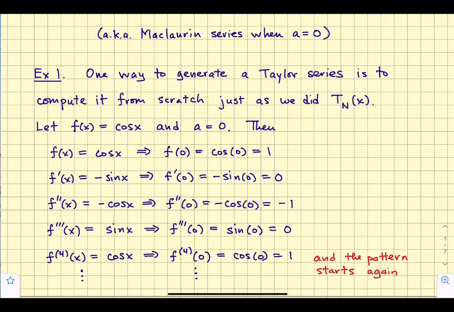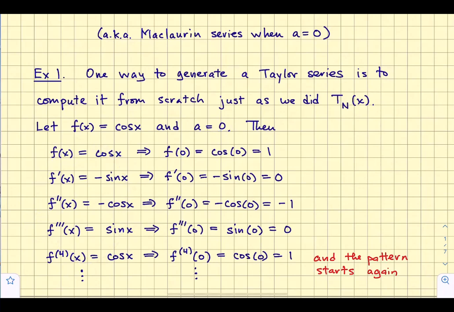One way to generate a Taylor series is to compute it from scratch, just as we did when we were computing the nth degree Taylor polynomial. So for example, if we take the function f of x equals cosine x and a equals 0, and if we wanted to compute the Taylor series for this function at a equals 0, then we would just prepare by having the function, its first derivative, second derivative, third derivative, fourth derivative, and so on, and we would evaluate each of these quantities at the intended a value.